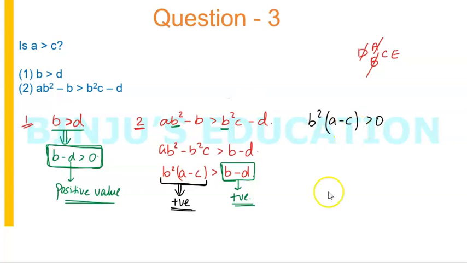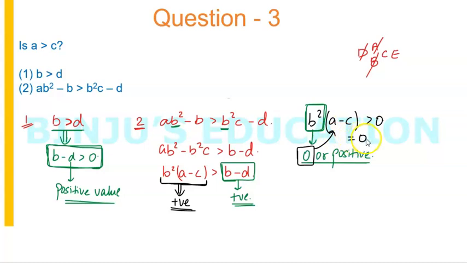Now let's talk about B square. No matter what the value of B is, can I say B square will always be 0 or positive? Because the square of a number can never be negative, right? Whether the number is positive or negative, the square will either be 0 or positive. Now, can B square be 0? No, B square cannot be 0, because if B square is 0, then 0 multiplied by anything will always give you 0.